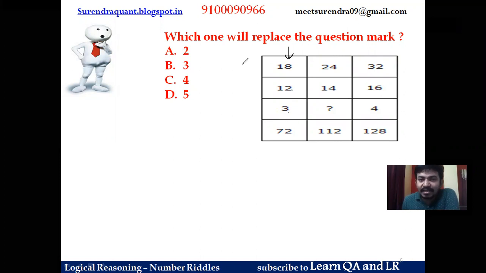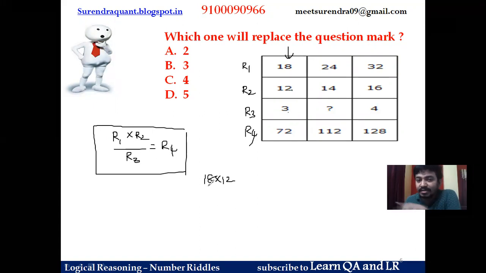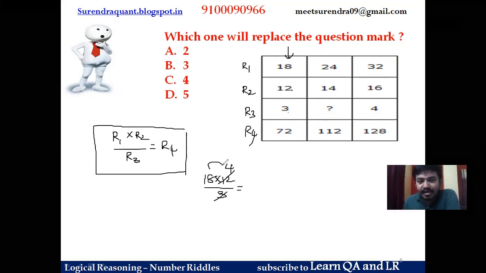What I am doing is, let us take this as row 1. This is row 2. This is row 3. And this is row 4. When we multiply the first two rows, R1 with R2, and divide with the third row, you'll get the number in row 4. So friends, what is 18 into 12? First two rows product with third row. So 3 goes 4 times, 18 4 is 72, and that is the number in the bottom right.